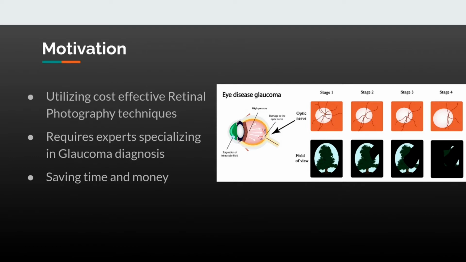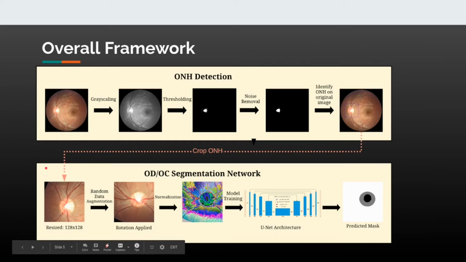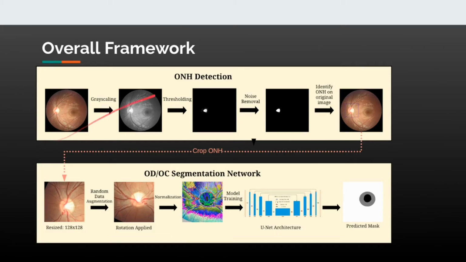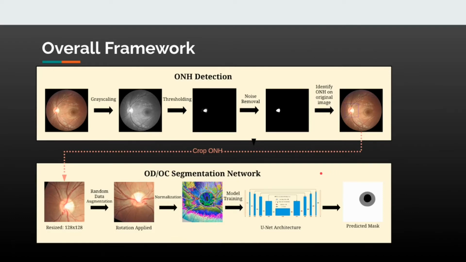So another thing about glaucoma is unfamiliarity with this disease is one of the big risk factors for misdiagnosis. And an accurate diagnosis requires experts specializing in this area. So having a computerized method to detect glaucoma will not only eliminate the need of experts, but it will also save a lot of time and money at the same time. So our proposed method involves a two-step approach to segment optic disc and optic cup. The first is to identify the optic nerve head area, and the second is to perform image segmentation on the cropped version of the image. Now, Irvin, who is joined here with me, is going to take you guys through these two steps in a bit more detail. After you, Irvin.